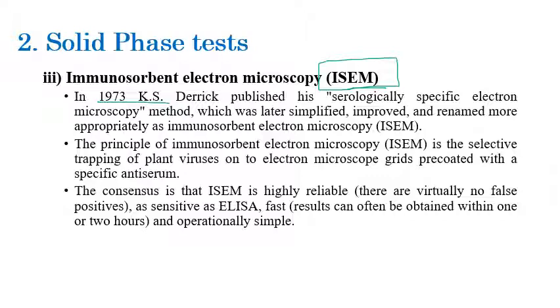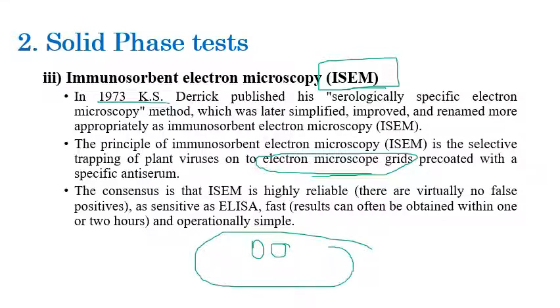The main principle of immunosorbent electron microscopy is selective trapping of plant viruses on electron microscope grids. Here the viruses are actually adsorbed onto the biofilm-coated nickel or copper grids. So this selective trapping of the viruses on the nickel or copper grids is the principle mainly involved in immunosorbent electron microscopy.